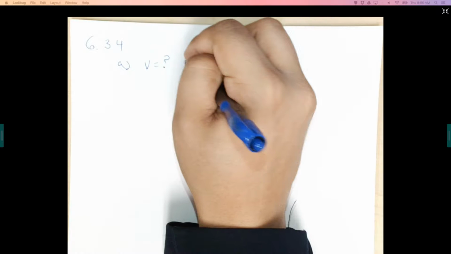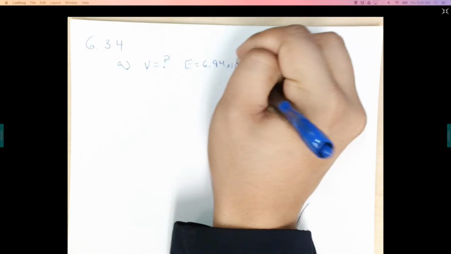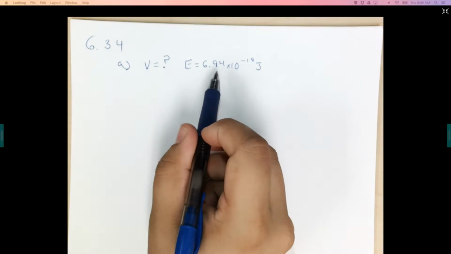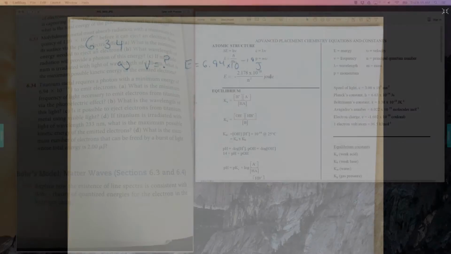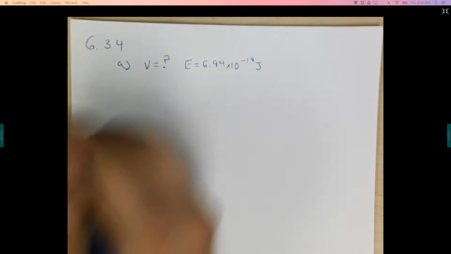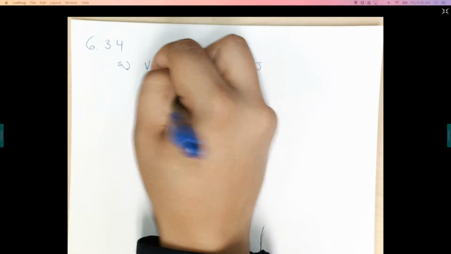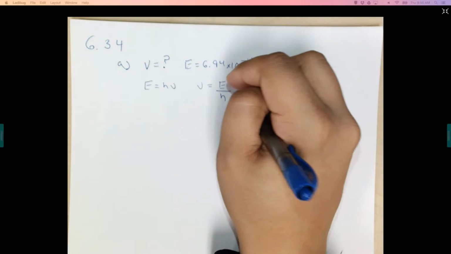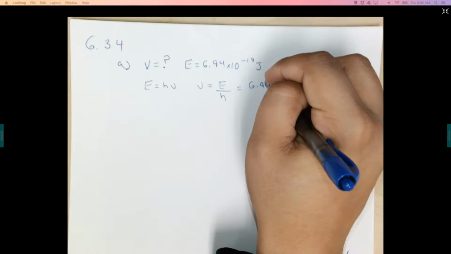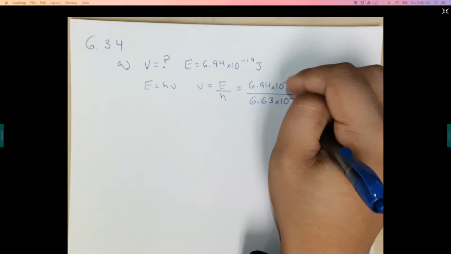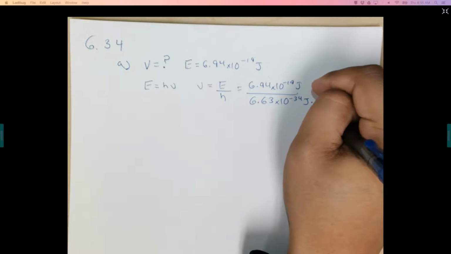We have energy, 6.94 times 10 to the negative 19 joules. And the relationship between energy and frequency, we should know from our equation. E equals h nu is here. So utilizing that equation, we get E equals h nu, and to solve for nu, we see that nu equals E over h, and if we put this in, 6.94 times 10 to the negative 19 joules, h is a constant, 6.63 times 10 to the negative 34 joule seconds.